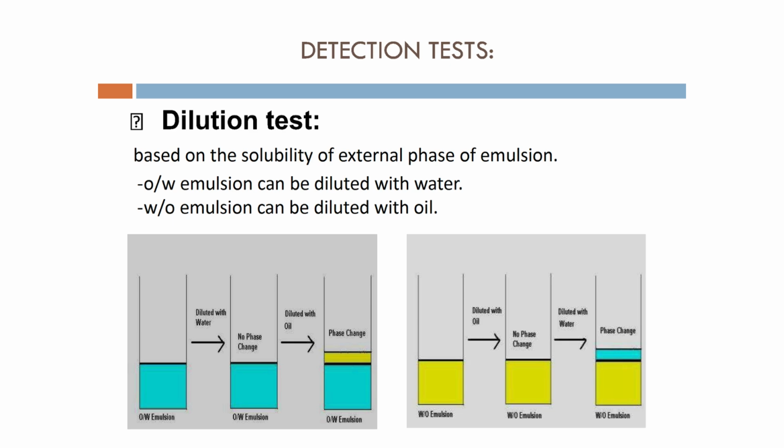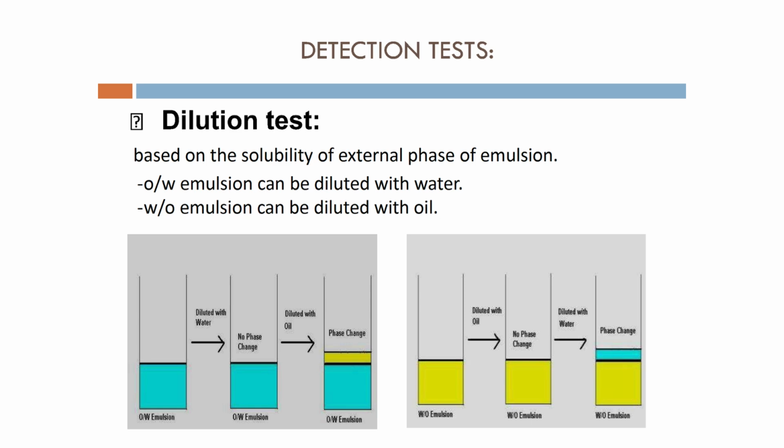When an emulsion is diluted with water and shows no phase change, it's likely an OW emulsion. If it's diluted with water and shows a phase change, it's a WO emulsion. Conversely, if diluted with oil with no phase change, it's WO, and with a phase change, it's OW.